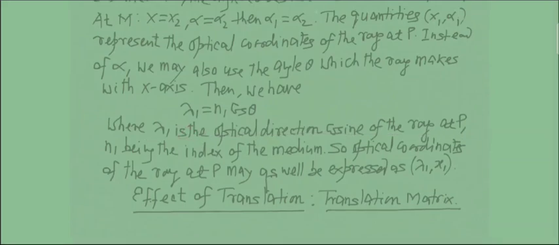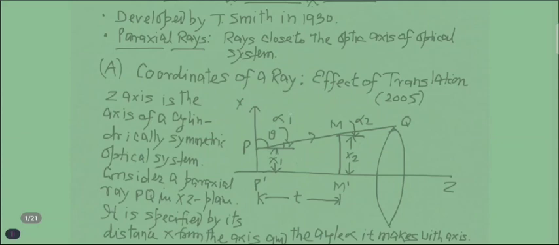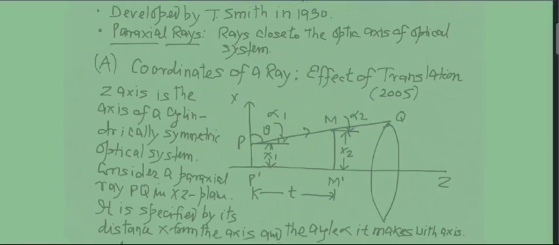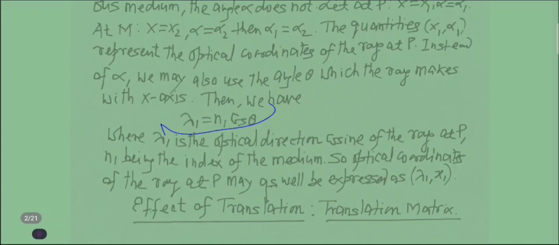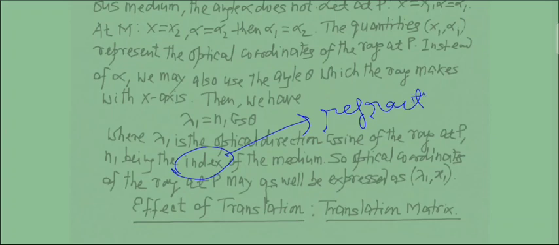So at this point P, the ray will have x1 comma lambda 1 as the coordinates. At this point M, the ray will have x2 comma lambda 2 as the coordinates. So that is the thing. So lambda 1 is equal to n1 cos theta, lambda 1 being the optical direction cosine, and n1 being the index of the medium, the refractive index of the medium. We are talking about refractive index.